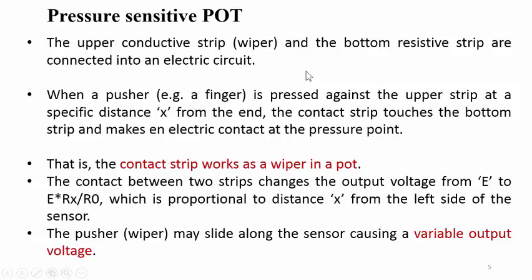So according to the mechanism, the upper conductive strip or wiper and the bottom resistive strip are connected to an electric circuit, which is responsible for giving the output voltage depending on the position of the wiper, or the location of the pressure applied on the resistive material.